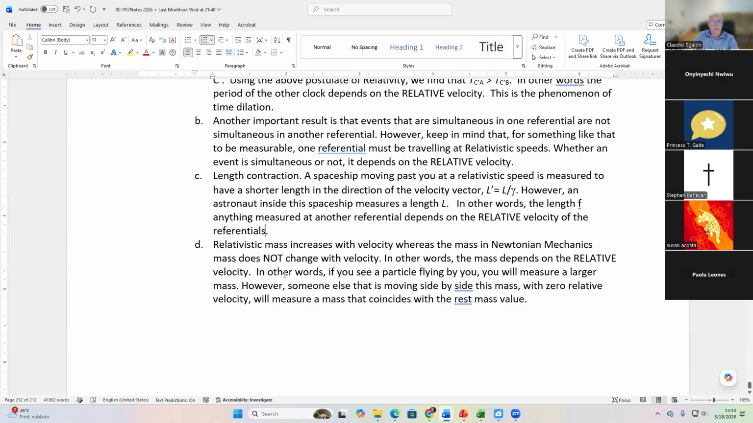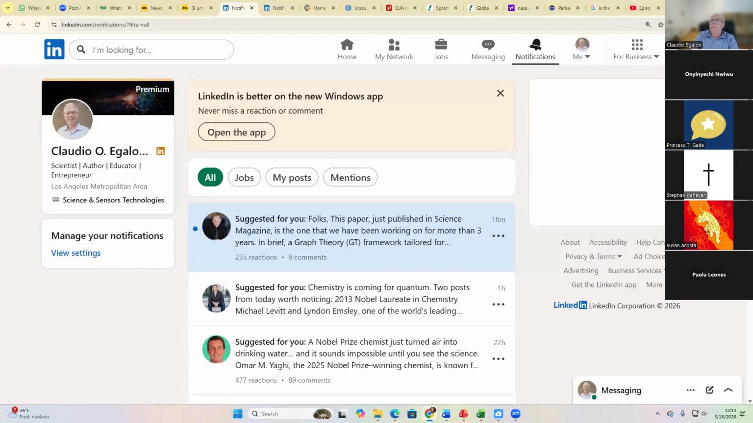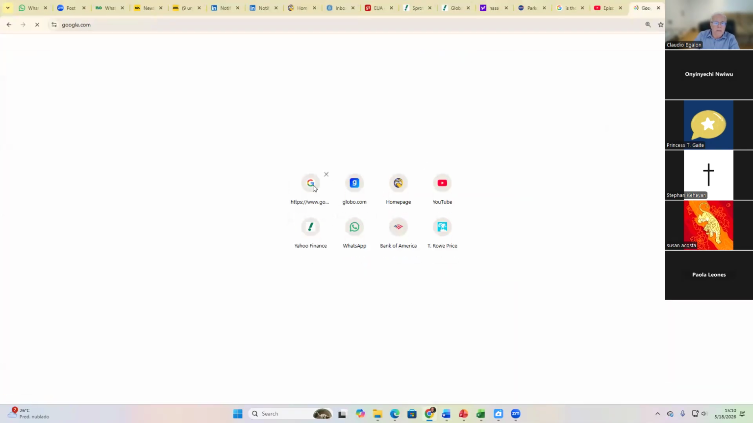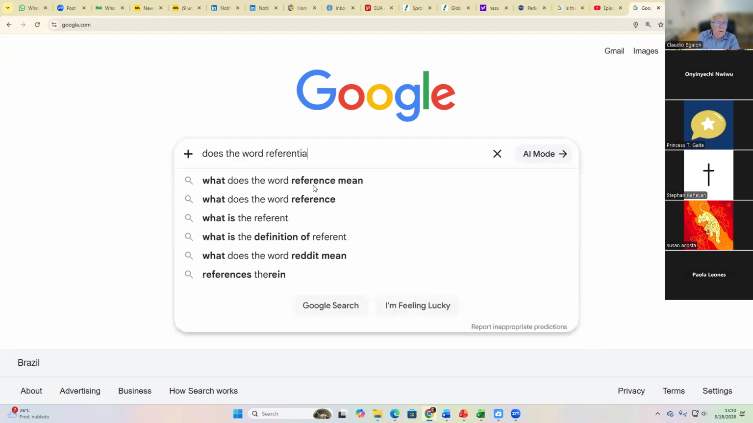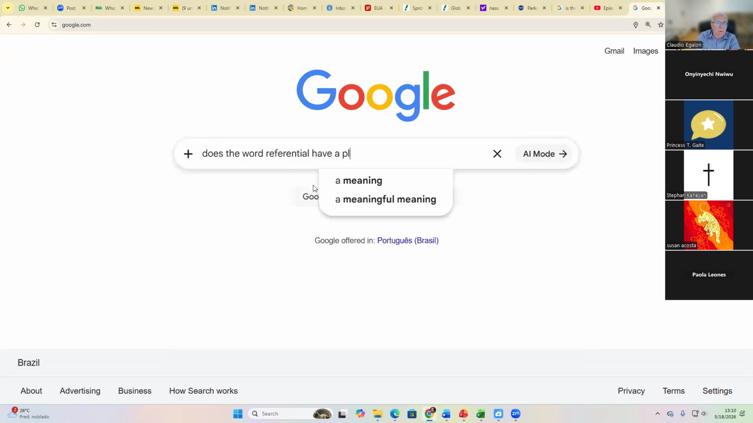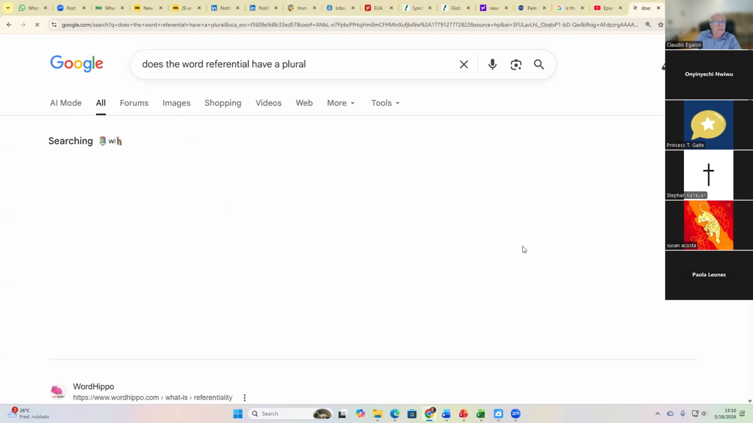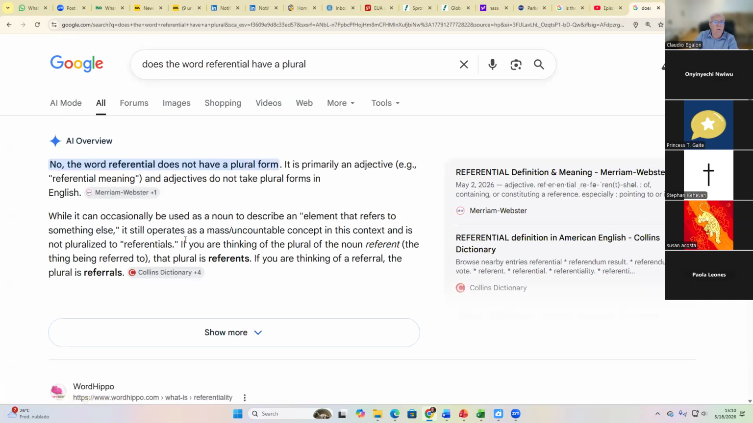Okay, and finally, what we just saw, differentials cannot be plural, right? Here you go. Let's see. That's the word referential has a plural. That's the word referential has a plural, the plural form, okay? No, the word referential does not have a plural form. It's primarily an adjective, okay.